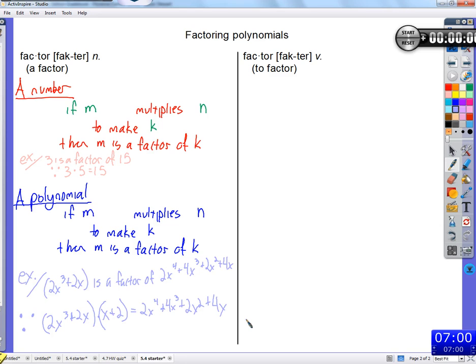So I set it up this way. I made sure that we defined it this way. Because think of it this way, if we were to define a factor as a number that goes into another number, when it comes to polynomials, it becomes even more difficult to understand what goes into means, right? 2x cubed plus 2x goes into this, okay? It's too arbitrary. You have to define it better, okay? 2x cubed plus 2x multiplies by another polynomial to get this, that's why it's a factor of.